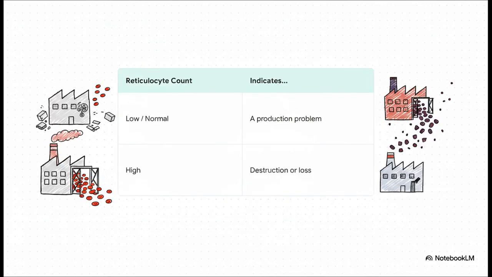Second, the reticulocyte count is your best friend. It's the single most important initial test to figure out if you're dealing with a production problem or a destruction problem. A low count means the bone marrow factory is failing. A high count means the factory is working fine, but its products are getting lost or destroyed.